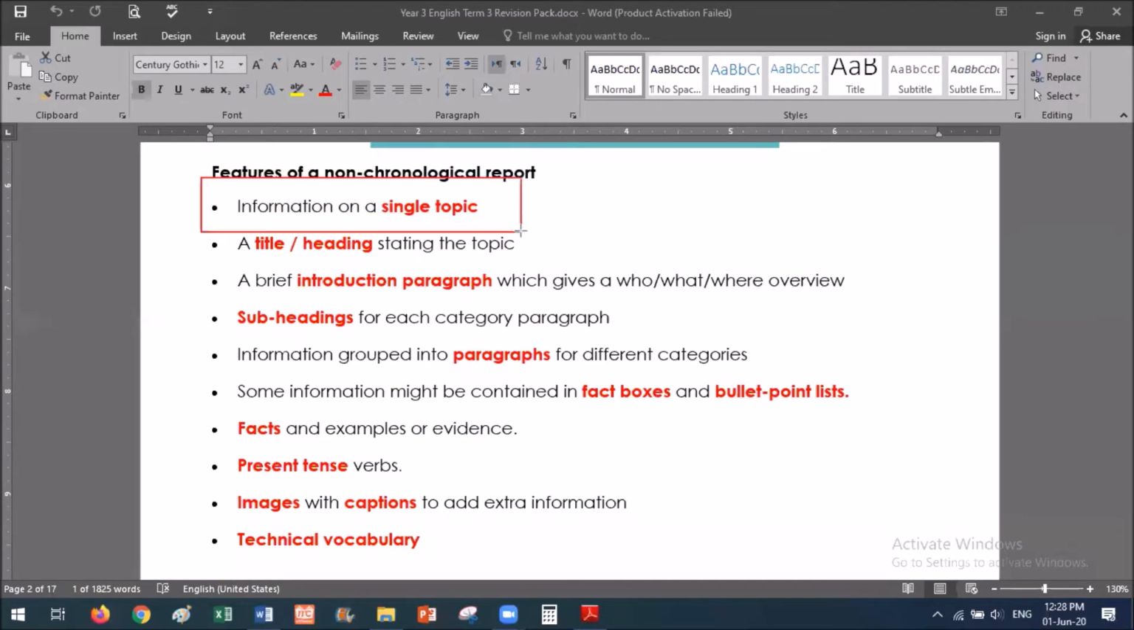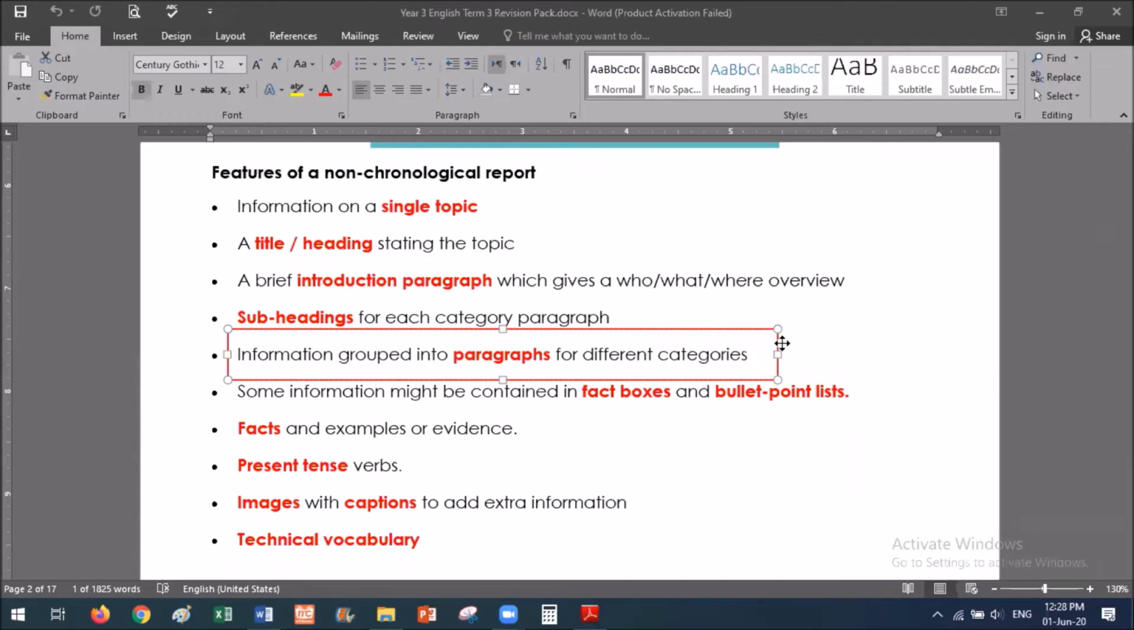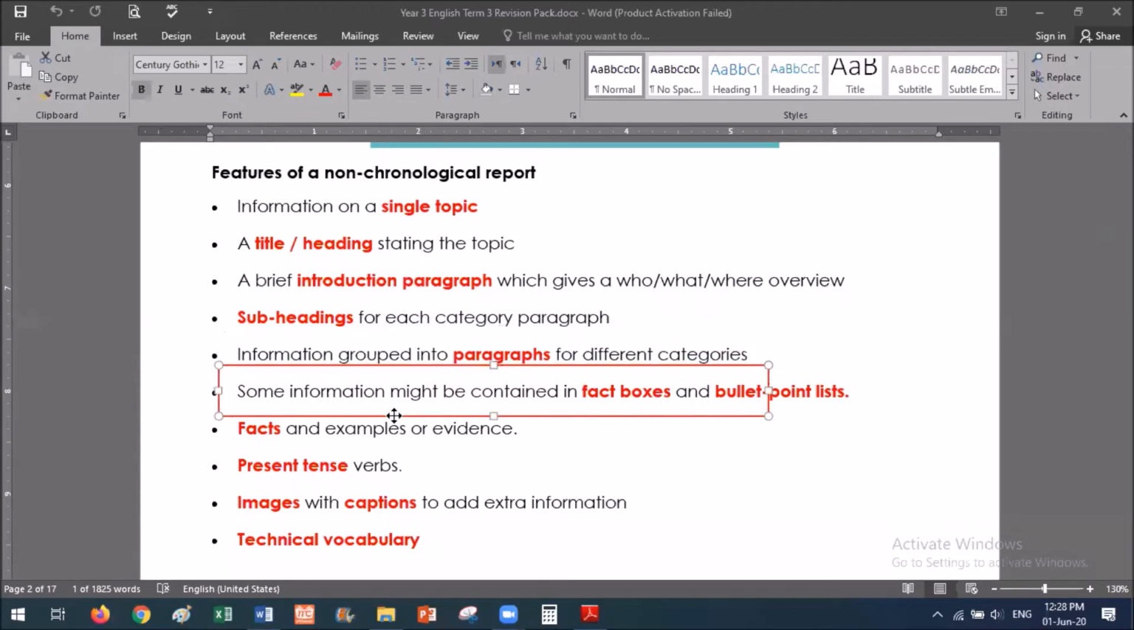So we have information on a single topic. We have a title heading, which tells us what the topic is. We have our first paragraph, which is the introduction paragraph. We use subheadings so that the people know what is in the paragraph that we're going to be writing. And we have information grouped into different categories. We had diet category, we had habitat category, we had appearance category, and you guys chose one more category as well.